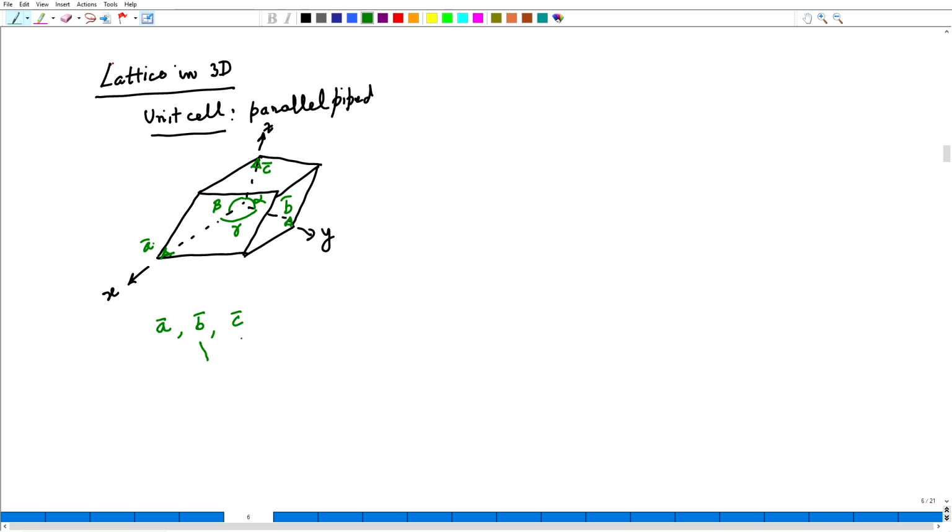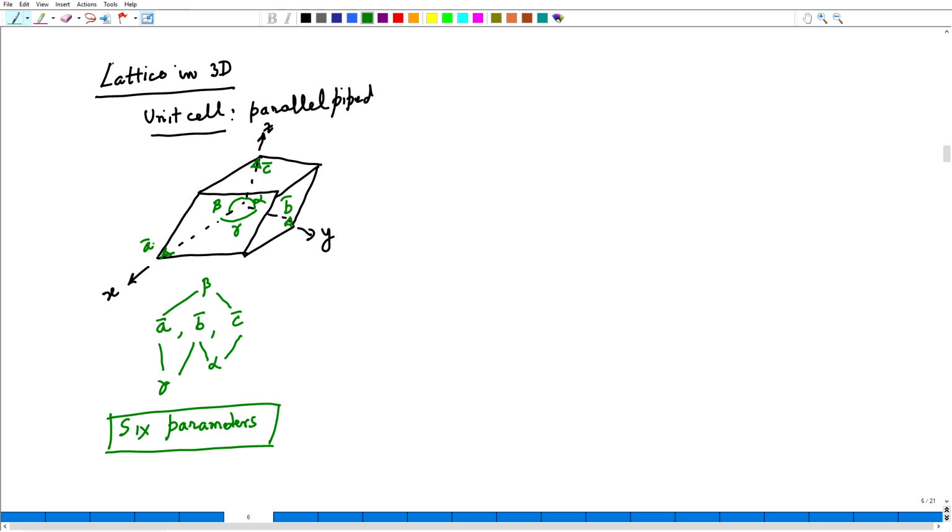So, between B and C, I have the angle alpha. You can see that we use Greek letters for the angles in the same order as A, B, C. So, the first 3 letters in English are A, B, C, and the Greek letters are alpha, beta, gamma. So, for B and C, A is the missing vector, so I put this as alpha. Between A and C, where B is the missing vector, I have beta, and between A and B, the angle is gamma. So, there are a total of 6 parameters, 3 length parameters A, B, C, and 3 angle parameters alpha, beta and gamma. Basically, based on that, you construct different kinds of unit cells.